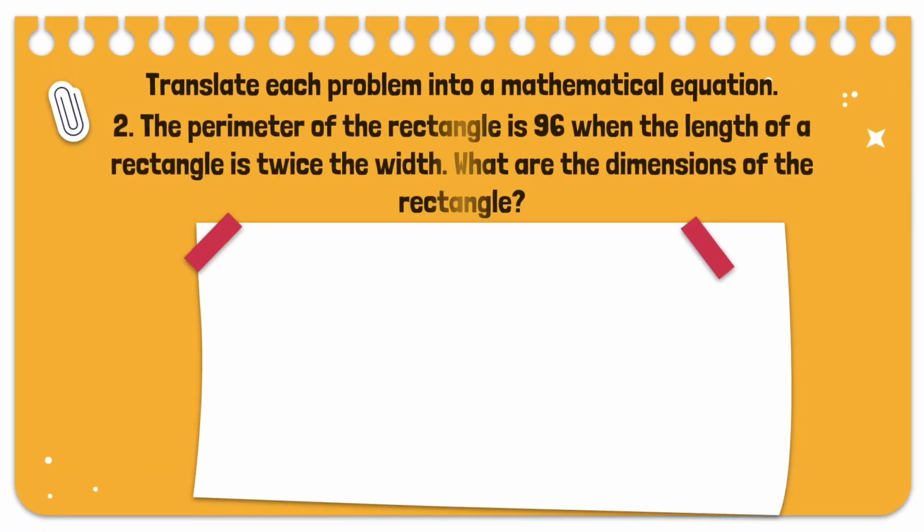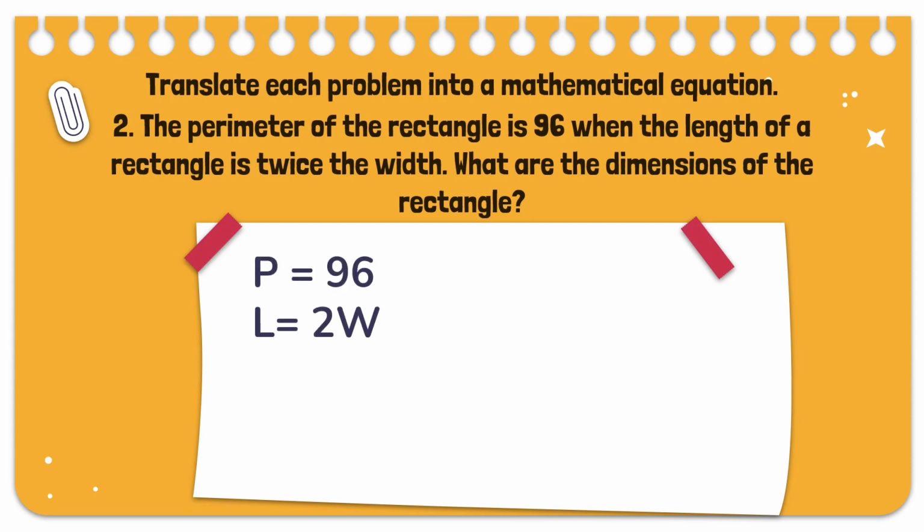Okay, for number 2, the perimeter of the rectangle is 96 when the length of the rectangle is twice the width. What are the dimensions of the rectangle? Again, we're not going to solve the problem, but we will just translate this problem into mathematical equation. Okay, so ang ginagamit ko dito, ginagamit ko na yung mga formulas, yung mga letters dun sa formula ng pagkuha ng perimeter ng rectangle. Sabi, ang perimeter ng rectangle is 96. So, P equals 96, di ba?